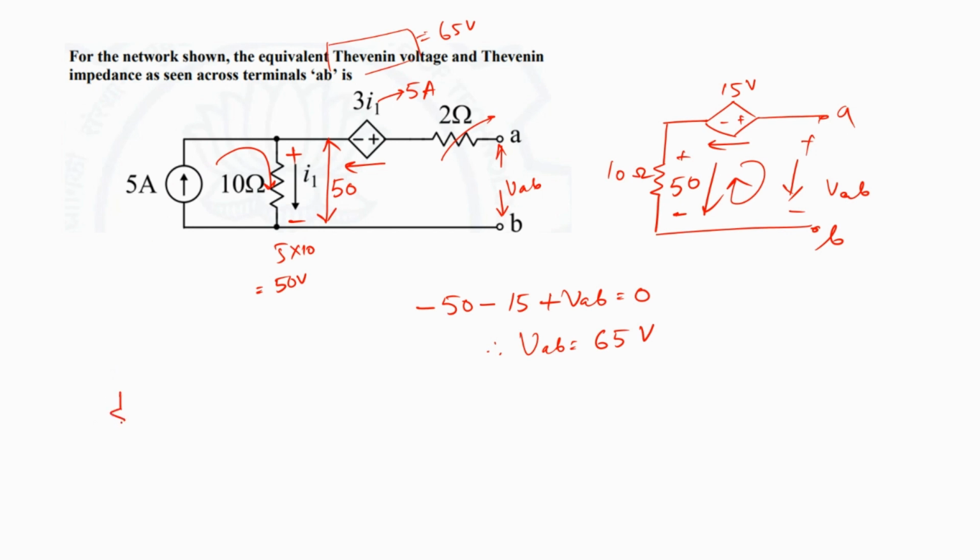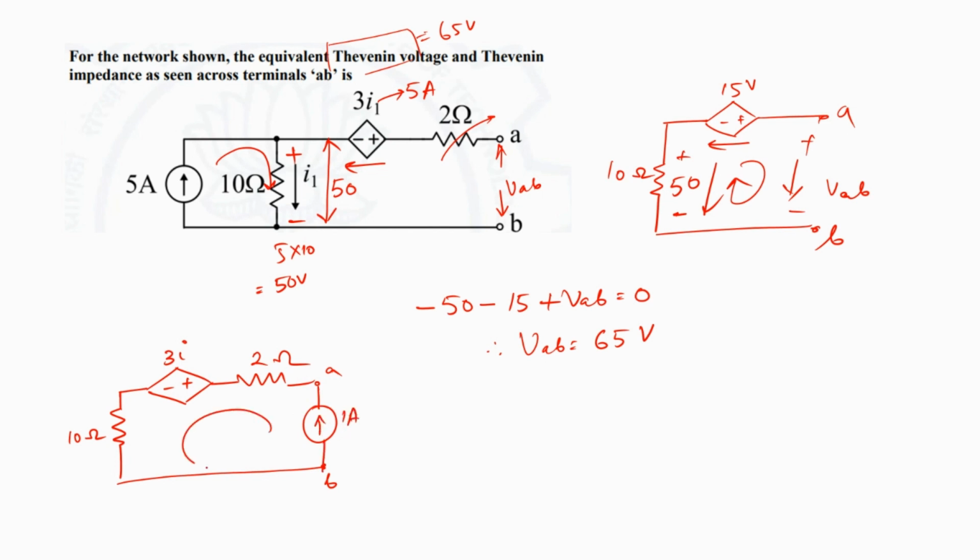So I'll just keep the 10 ohms resistor over here, followed by this 3I, the dependent source, followed by the 2 ohms. And these are the terminals A, B, across which I am going to connect a 1 amp test source. So this is the current which is circulating in this loop. Let me now again go for applying KVL, this being the drop directions.